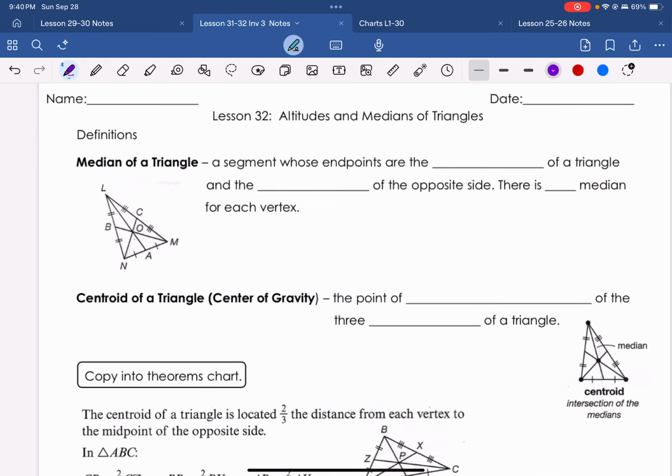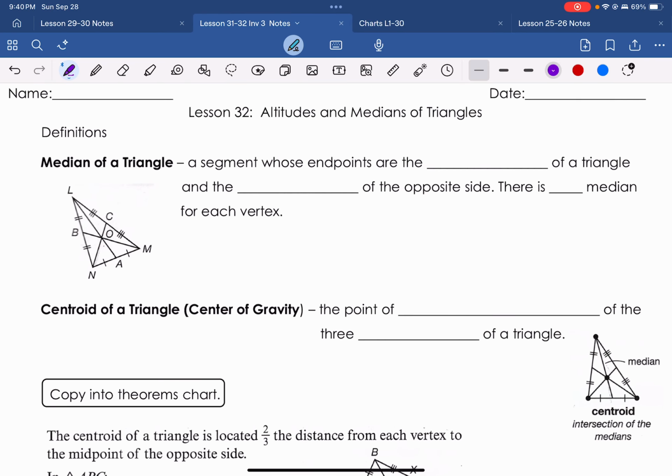Okay, last lesson of the day. We have here lesson 32, altitudes and medians of triangles. Now, first with some definitions. What is a median of a triangle?